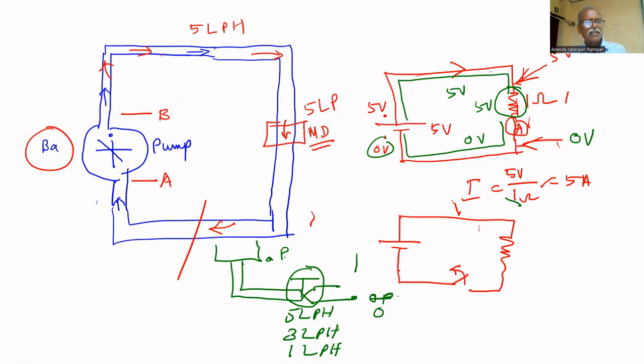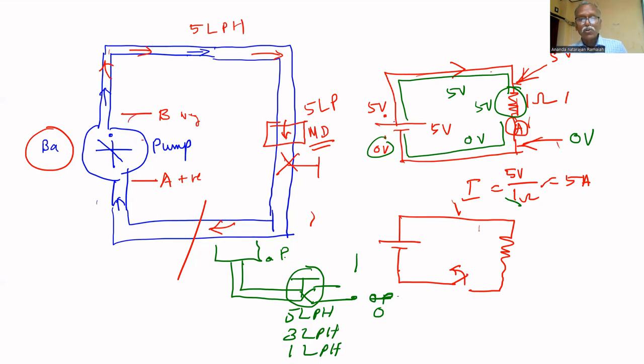Let us assume that initially this pipe is filled with water. This pump develops a pressure difference across A and B. Here negative pressure, here positive pressure. That's why there is a flow rate. If you put a tap here and adjust this tap opening, there will be a change in flow rate because of resistance. This is identical to an electric circuit.